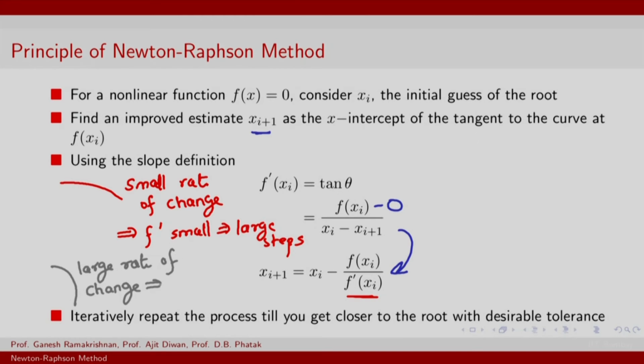On the other hand, the function could have a very large rate of change, in which case f' is large, and this will mean that the reciprocal of large f' will lead to small steps. This is actually quite intuitive. If the function is changing very slowly, you might want to move fast. If the function is changing too rapidly, you might want to move very slowly. Basically, you do not want to miss the root in the second case, and you do not want to take too long to get to the root in the first case.